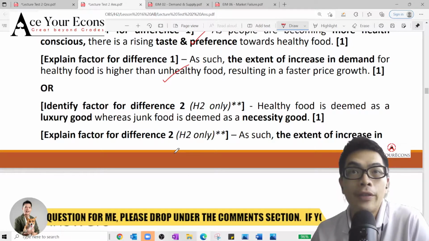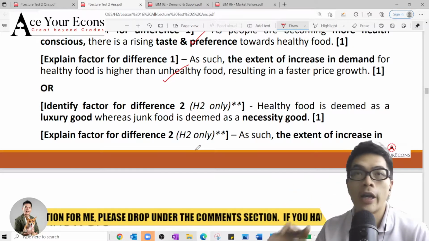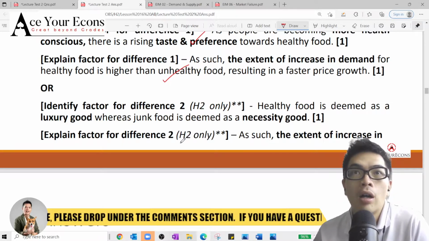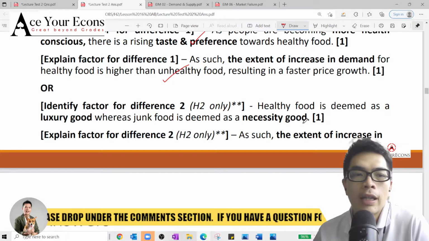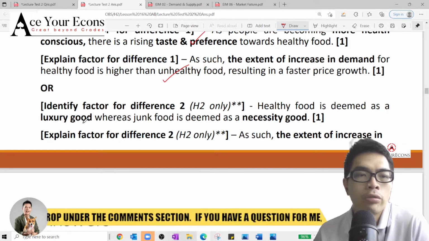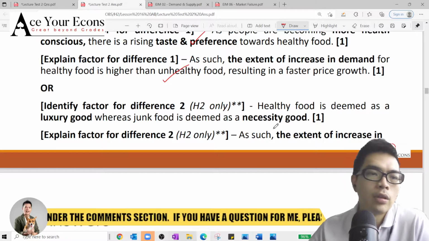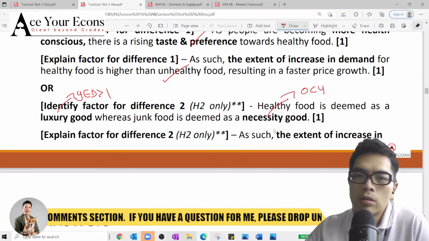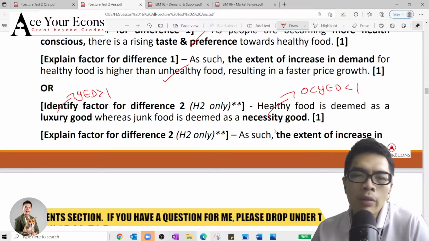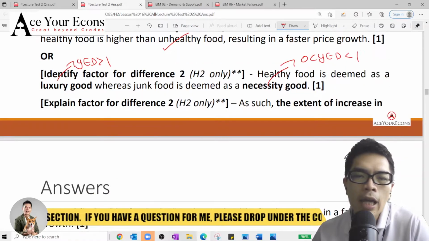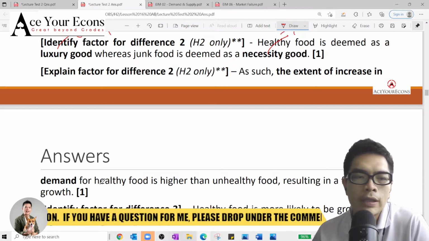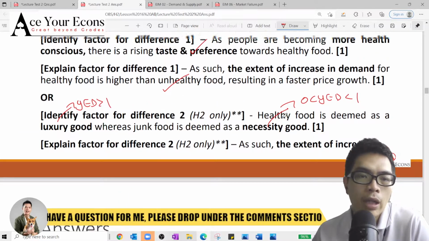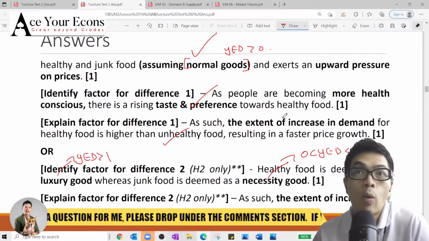The next difference that you can consider is for H2 only. You can talk about the size of your YED. You can illustrate that healthy food is a luxury good and junk food is a necessity good. So YED is greater than 1 for healthy food, and between 0 and 1 for junk food. When there's an increase in income, the extent of increase in demand for healthy food is higher, resulting in higher price growth. So the key concept for difference 2 is YED.